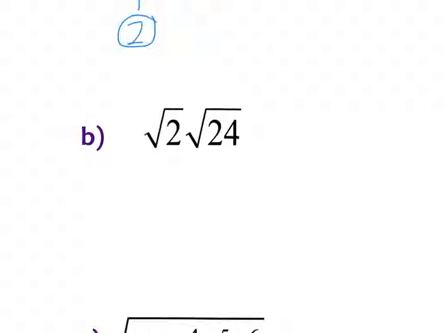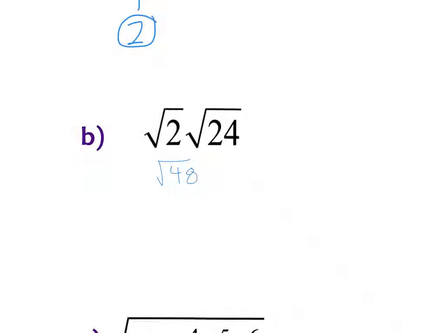All right, let's look at the second problem on this notes portion. Part B says the square root of 2 times the square root of 24. And we know that they're being multiplied because these two terms are right next to each other. So if I think logically, what is 2 times 24? I get 48. So now I have to break down the square root of 48.